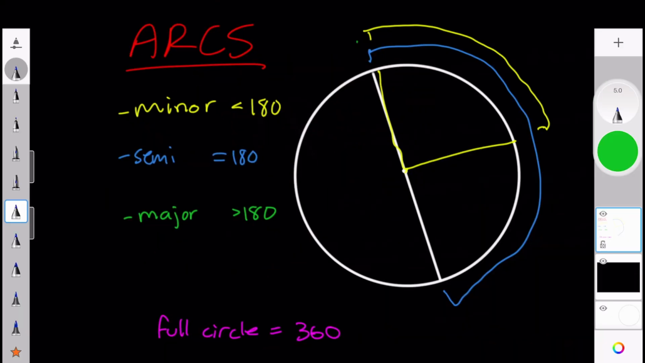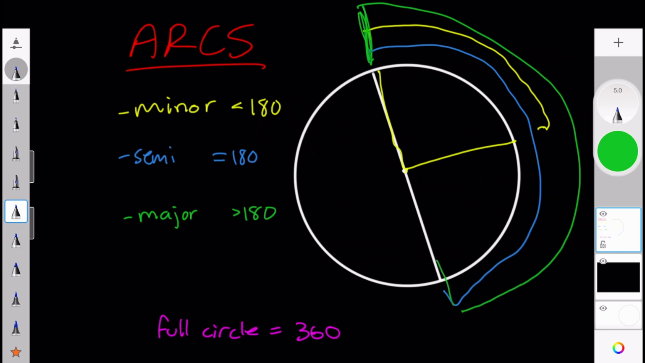Last but not least, a major arc is over 180. Again, we know that this line is 180, right? Let's say we start on this side, it would have to go past this line right here and keep going, and it could go anywhere. It could reach the end back here, or it could just stop there. That's probably like 250. As long as that is greater than 180, it's a major arc.